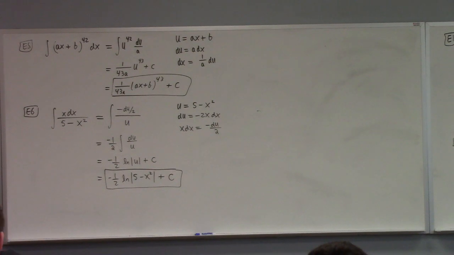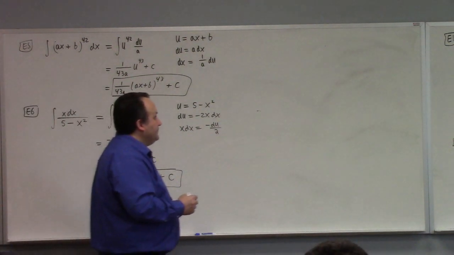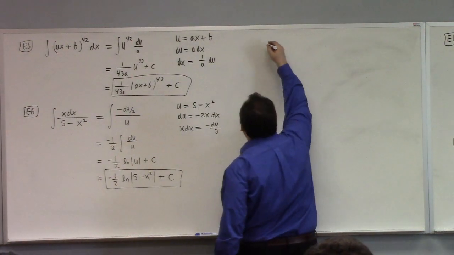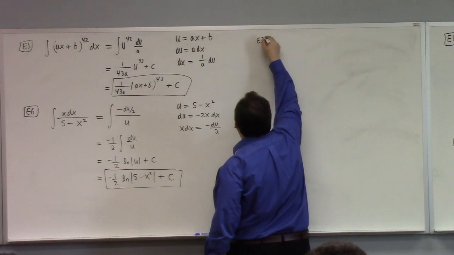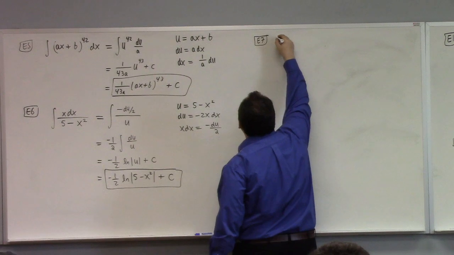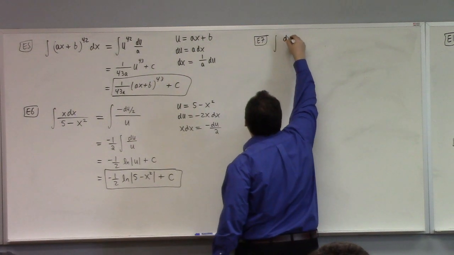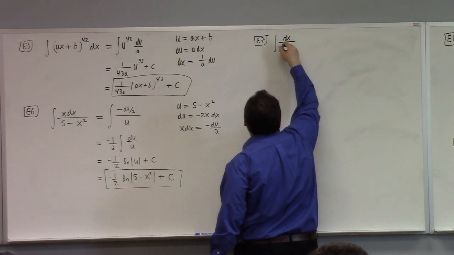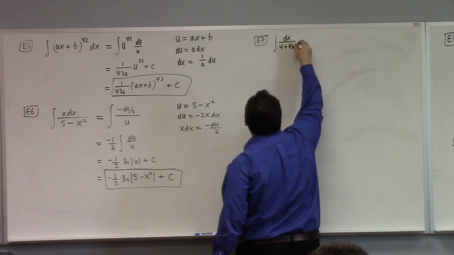Now, this doesn't always work. Let's look at one where this doesn't work. This next one here is a little bit trickier, but we'll get through it together. Suppose we've got something like the integral of dx over 4 plus 4x squared.